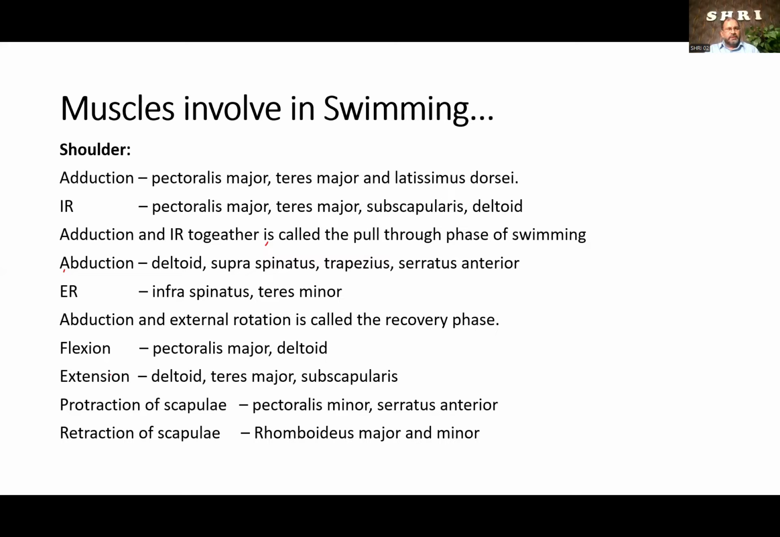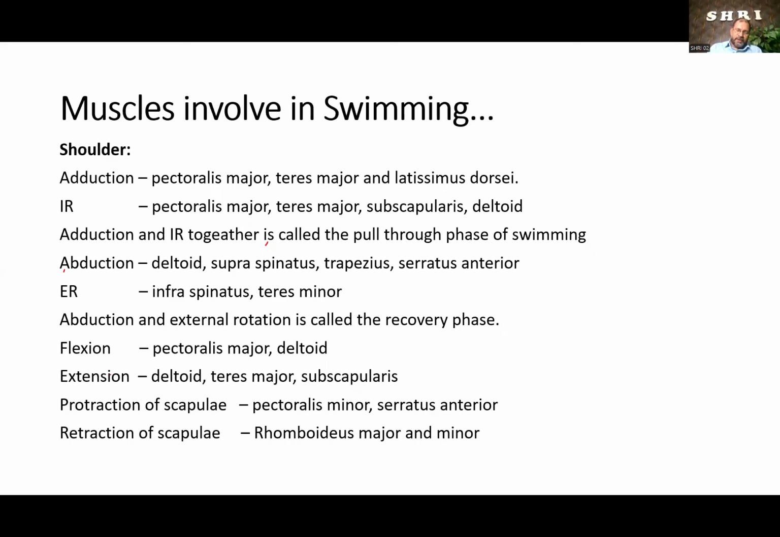Then flexion, which is done by pectoralis major and deltoid. Extension of the shoulder: deltoid, mainly the posterior deltoid, and teres major and subscapularis. Protraction of the scapula: pectoralis minor and serratus anterior. Retraction of the scapula: rhomboids major and minor.